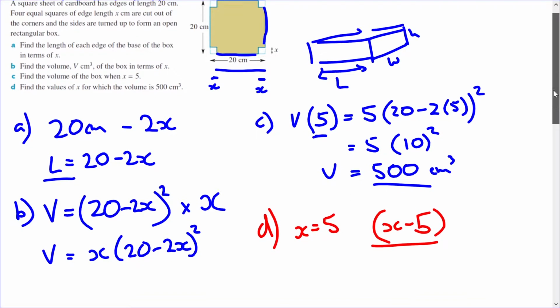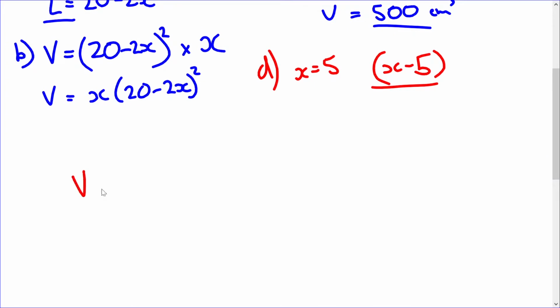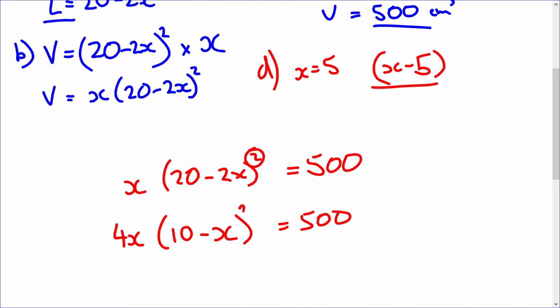First thing we need to do though is write out our whole volume formula and make it equal to 500. So our volume formula, which was x times (20 minus 2x) all squared, and I'm going to make that equal to 500. And now I want to solve that for x. I'm going to have to expand the brackets. First, I can take out a common factor of 2 from 20 minus 2x. So this will become 4x, because I've got a squared bracket, so there's really two lots of those brackets there, so I'm taking 2 out of both of them, and I'll be left with 4x times (10 minus x) squared equals 500.